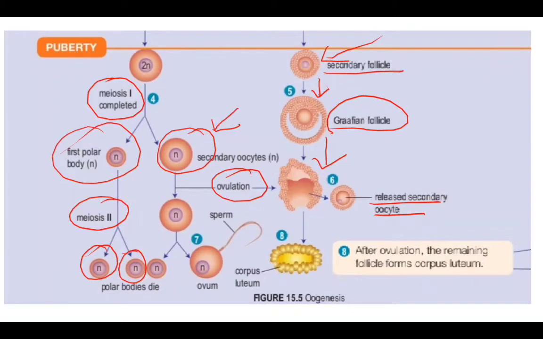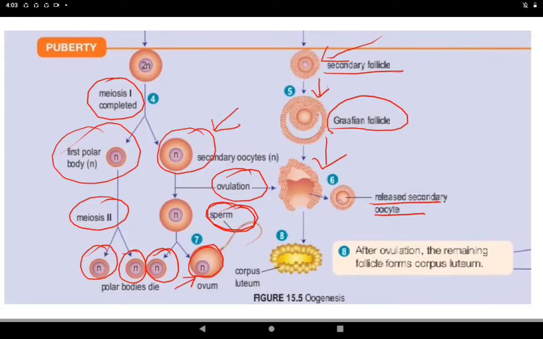The secondary oocyte, which is the immature ovum, will complete meiosis 2 once a sperm penetrates it. Remember, the secondary oocyte will complete meiosis 2 only when a sperm penetrates it. Meiosis 2 produces the ovum, which is haploid, and the first polar body here. Okay, the first polar body, haploid also. So fertilization takes place when the sperm nucleus fuses with the ovum nucleus and produces a diploid zygote.